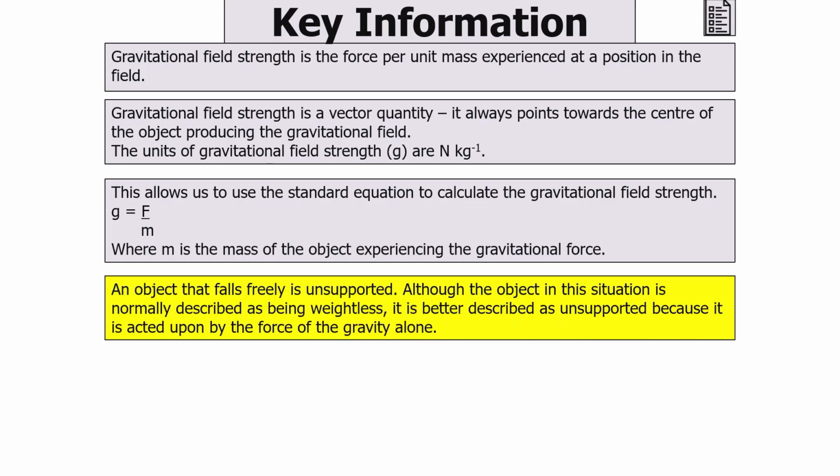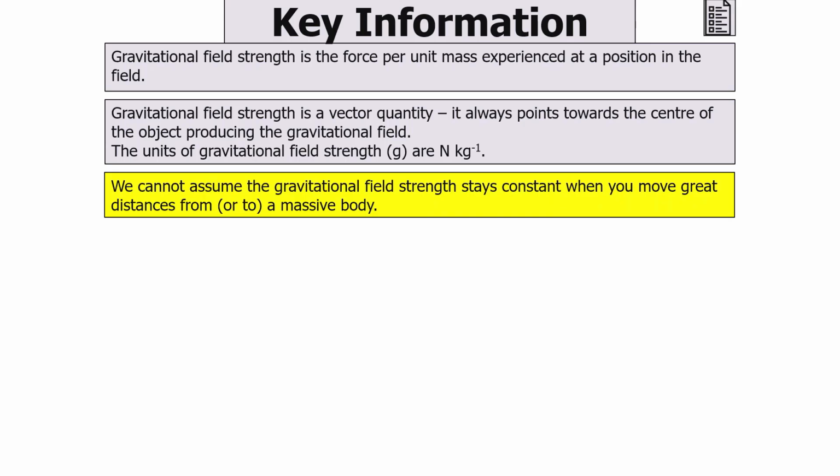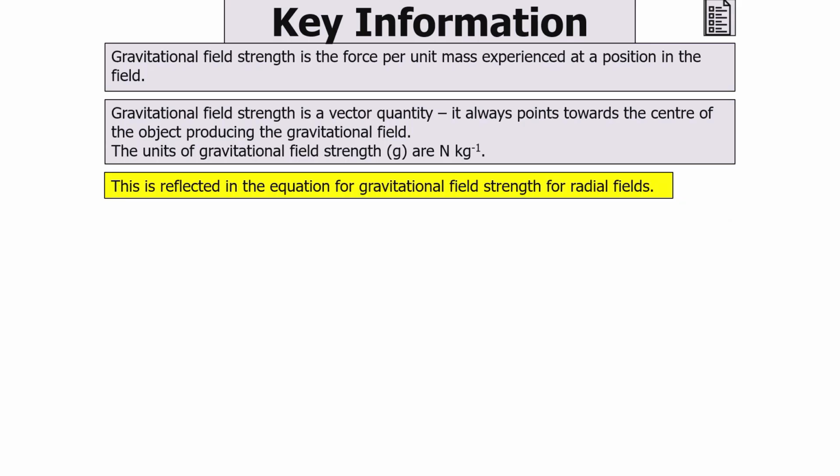Now, an object that falls freely is unsupported. Although the object in this situation is normally described as being weightless, it's better described as unsupported because it's acted upon by the force of gravity alone. In a radial field, as the density of field lines decreases with distance by a factor of 1 over r squared, we must assume that the gravitational field strength does this also. We cannot assume that the gravitational field strength stays constant when you move great distances from or to a massive body. This is reflected in the equation for the gravitational field strength of radial fields.